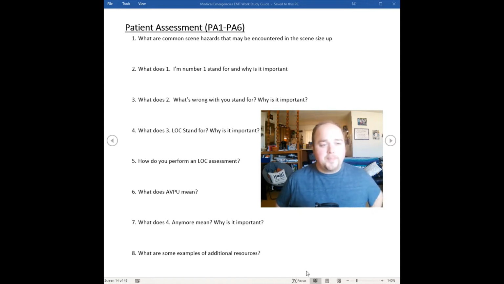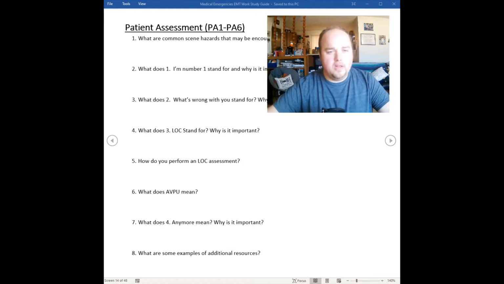Number two, what's wrong with you? What does it stand for? You've got to ask, what's going on? Why did we get called here today? What's your chief complaint? What's going on? What's wrong with you? And we need to look at all the different things that are going on. How are they presenting? What's our general impression of this patient? Why did they call us here today? What are we seeing when we walk up to them?